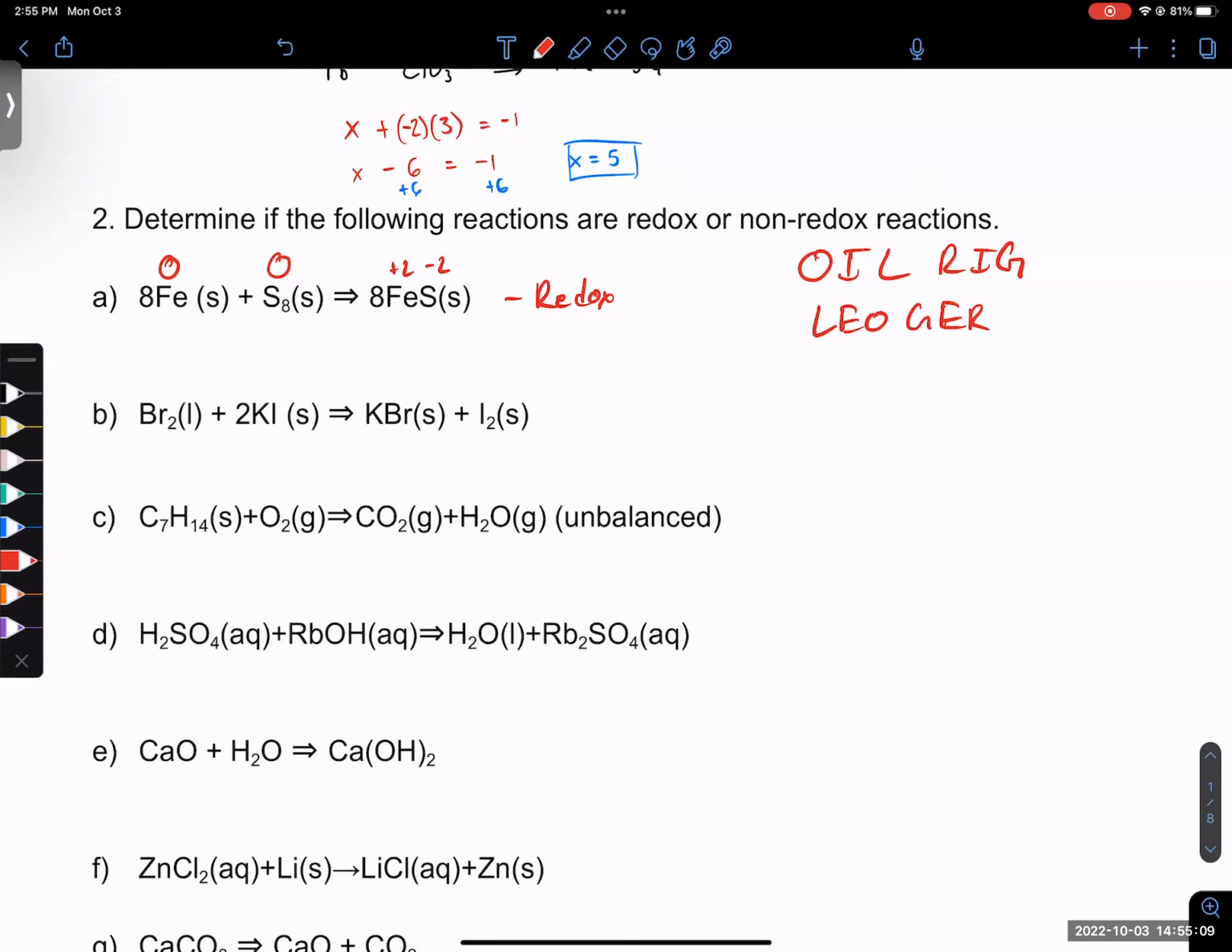All right, so Br2, right? What's the oxidation state? Zero, because it's in its natural form. Bromine's one of those diatomic elements. What about iodine in potassium iodide?